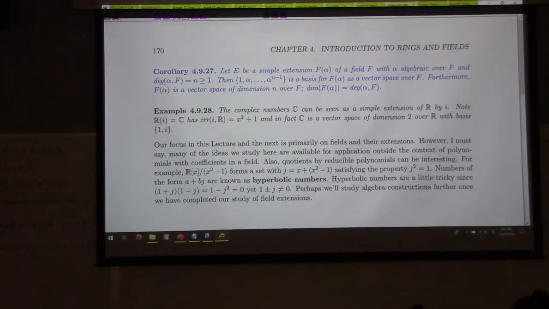And so I already said this, but this is the corollary, just sealing the deal. If we have a simple extension by alpha, then we've got a vector space of dimension n over the base field. So anyway, the next section is actually rather short, but I'll talk about the details of that Monday.